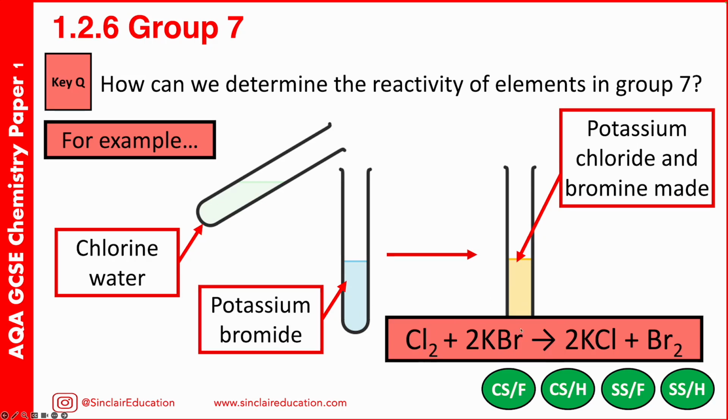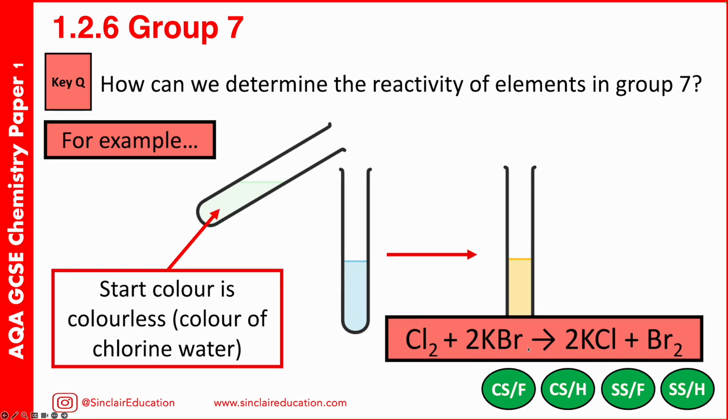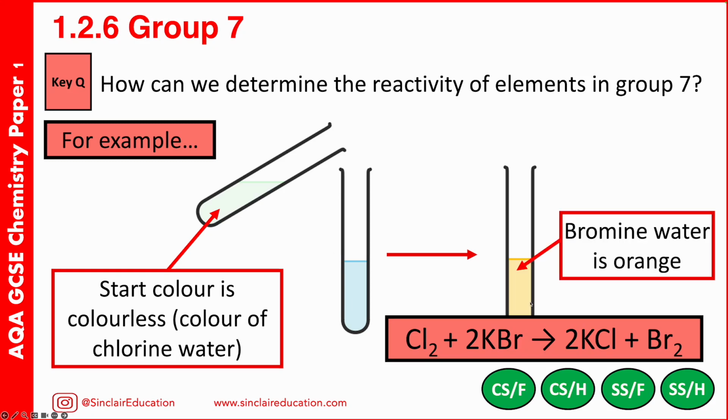So there's the reaction that's taken place. Notice the chlorine and bromine have swapped positions. Now our observation is that we'll start with a colourless solution, which will end up orange, because that's the colour of bromine when in solution. And so we will see a colour change with that displaced halogen.